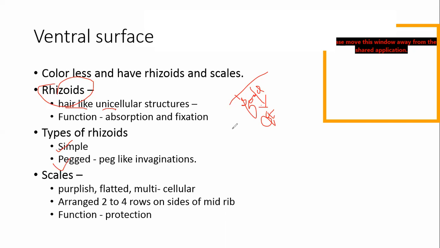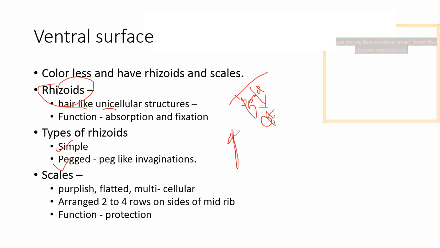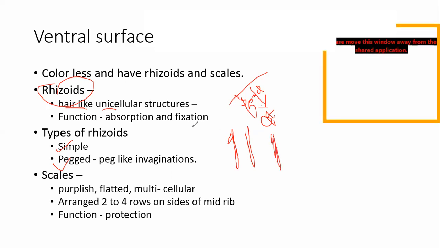Simple rhizoids are unicellular hairy parts, which help in anchorage and fixation. If it is simple unicellular hairs, that is called a simple rhizoid. Sometimes the rhizoids are branched, so they are called pegged rhizoids. Usually these rhizoids are helpful in absorption and fixation. What is the function of rhizoids? The rhizoid's function is to absorb nutrients and fix the plant.